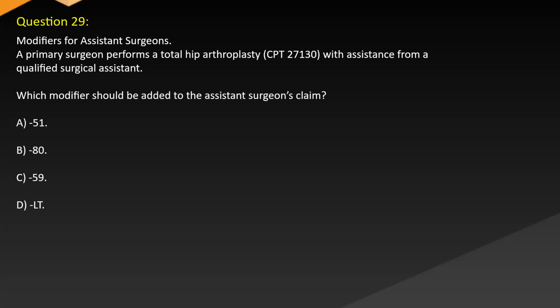Question 29. Modifiers for assistant surgeons. A primary surgeon performs a total hip arthroplasty, CPT 27130, with assistance from a qualified surgical assistant. Which modifier should be added to the assistant surgeon's claim? A. -51, B. -80, C. -59, D. LT.